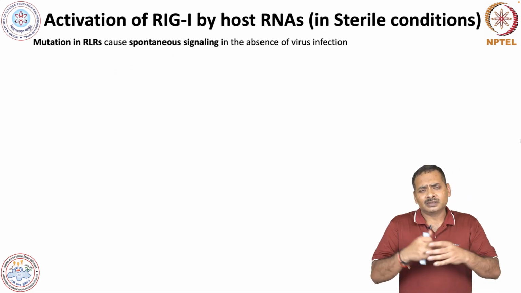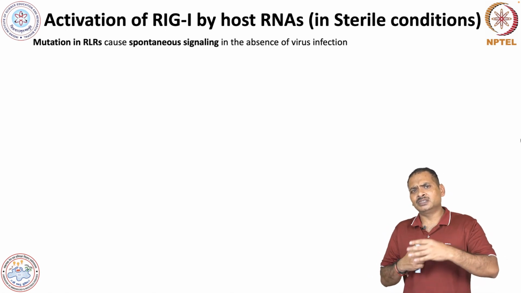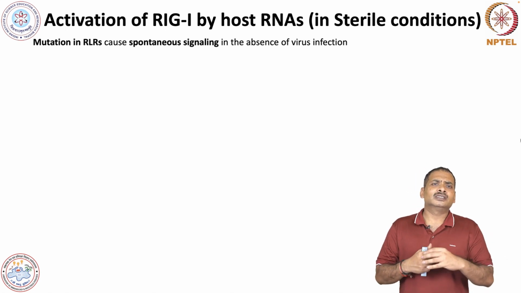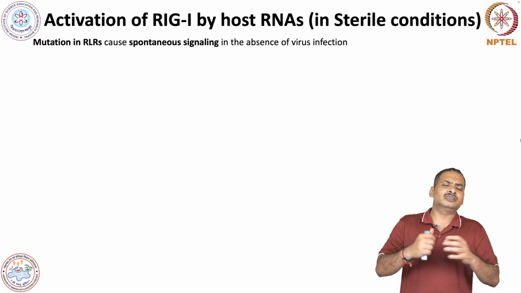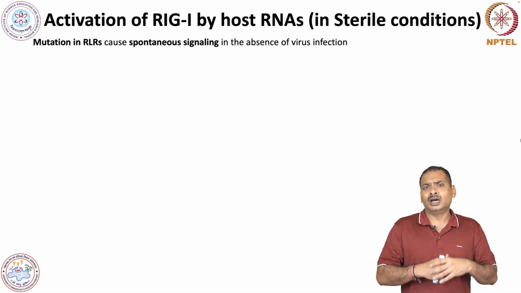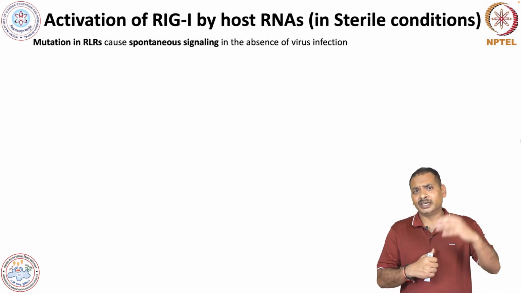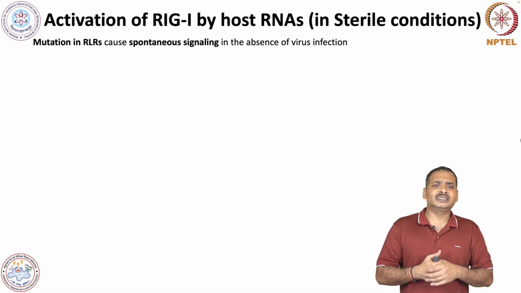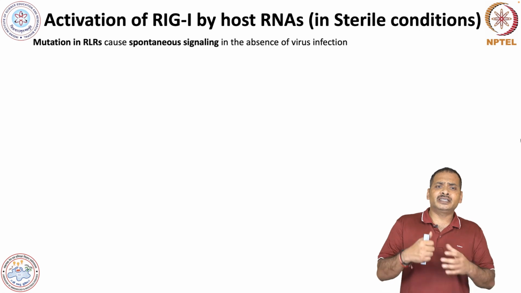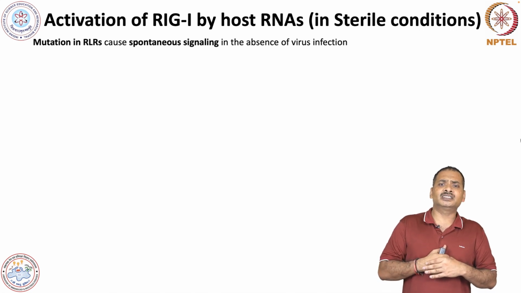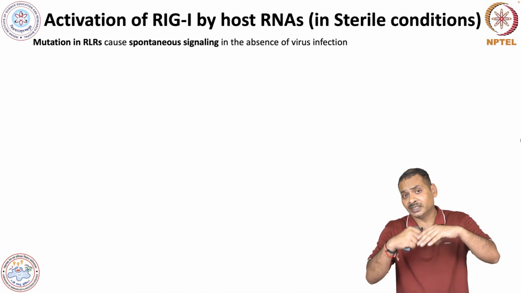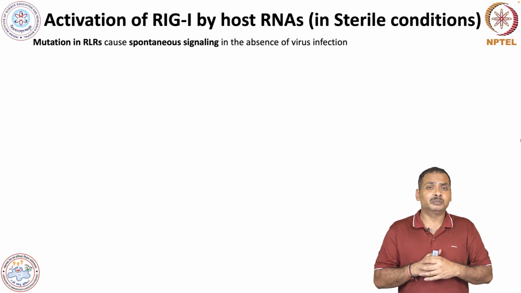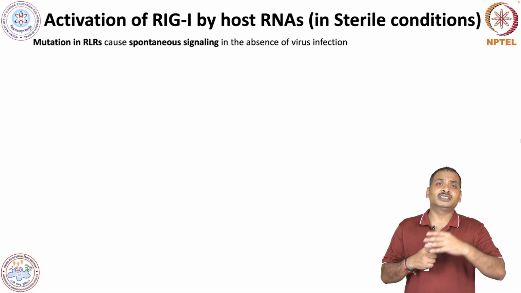So in the previous slide you have seen there is some disturbance in cellular RNA homeostasis by virus infection. Now there is also evidence that RIG-I can get activated by itself, without any perturbation. Without any perturbation means without any virus infection.